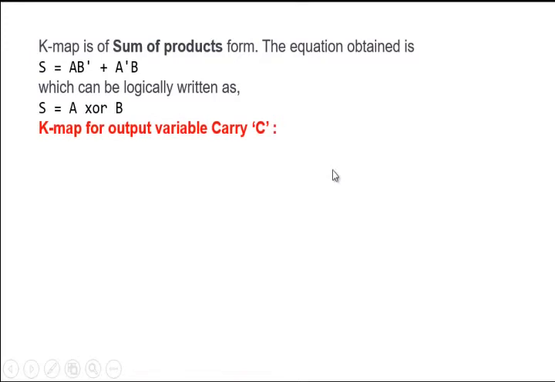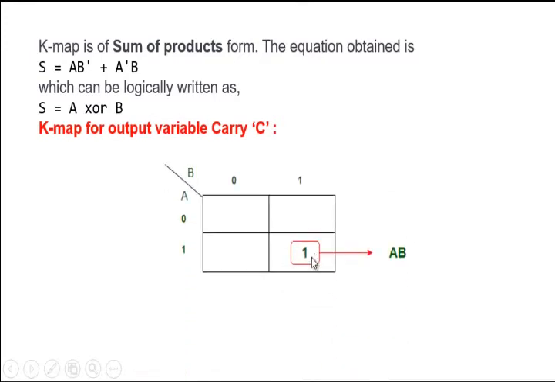Now the Karnaugh map for the output variable C, the carry. We know that in our truth table, 00, 01, 10 and 11, only in the last row, 1 1, do we get the carry. So where A is 1 and B is 1, the carry will be generated. We put a 1 in that cell, and the expression obtained from the K-map for the carry is AB.